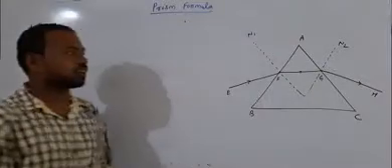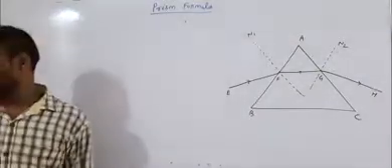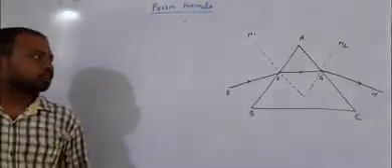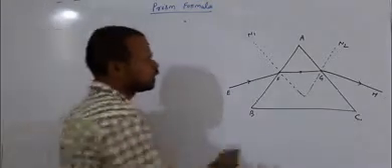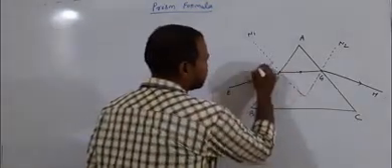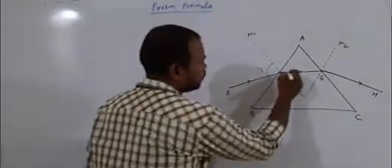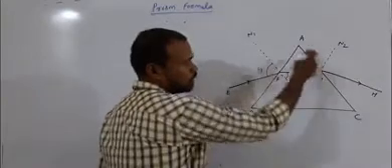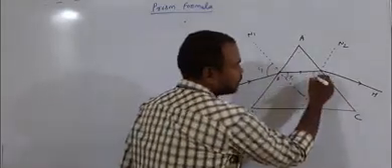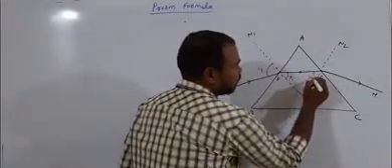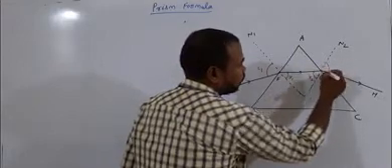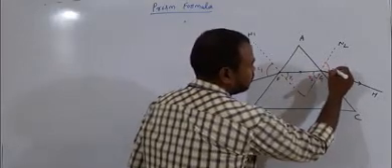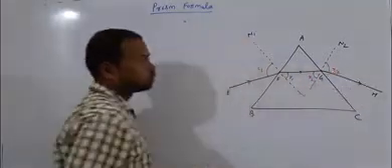GH. Clear? Now you see, this is the angle of incidence I1 and this is the angle of refraction R1 for the face AB. Similarly for the face AC, this is the angle of incidence, take it as R2, and this is the angle of refraction, take it as I2.